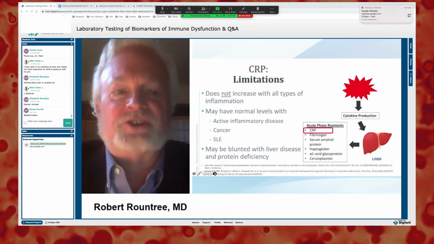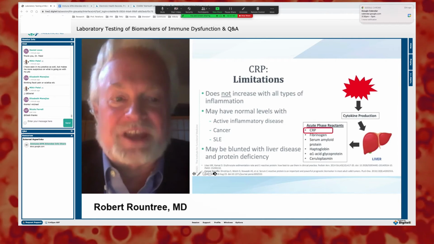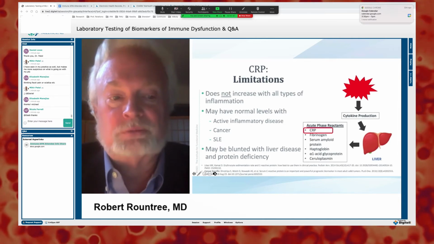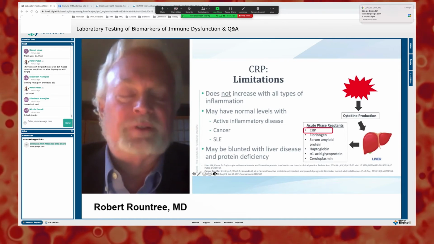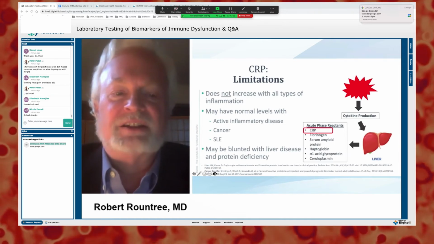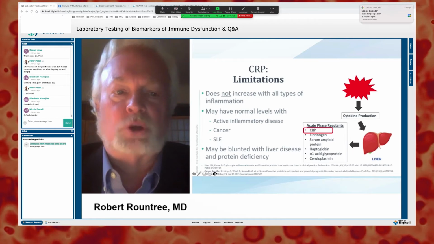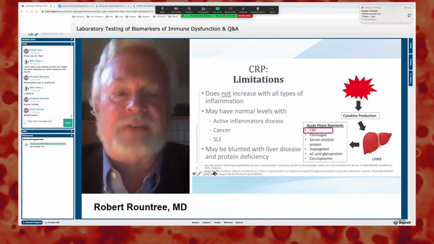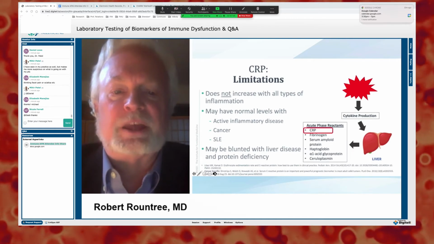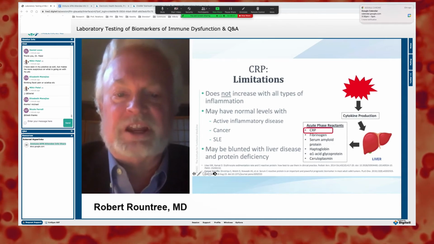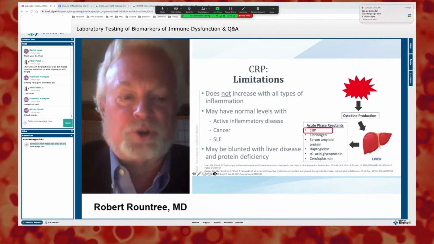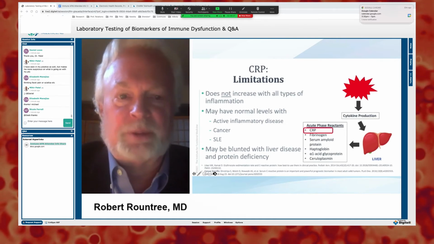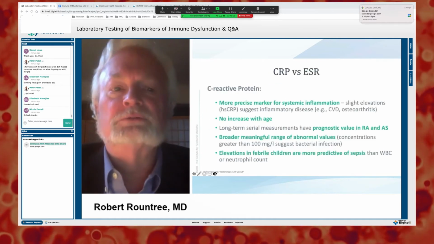So what are the limitations? People with cancer can have a normal level. People with lupus, as I've already mentioned, can have a normal level. They may only have an elevated SED rate. So all kinds of inflammation don't drive up the CRP. It can be blunted with liver disease. So you need to make the proteins. You need to have proteins to do this. If a person is protein deficient, they're going to be in trouble. They're not going to make it.